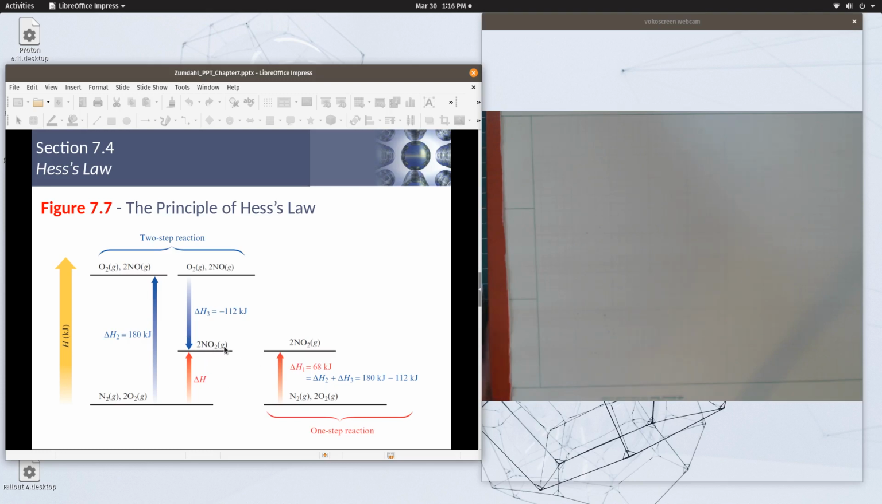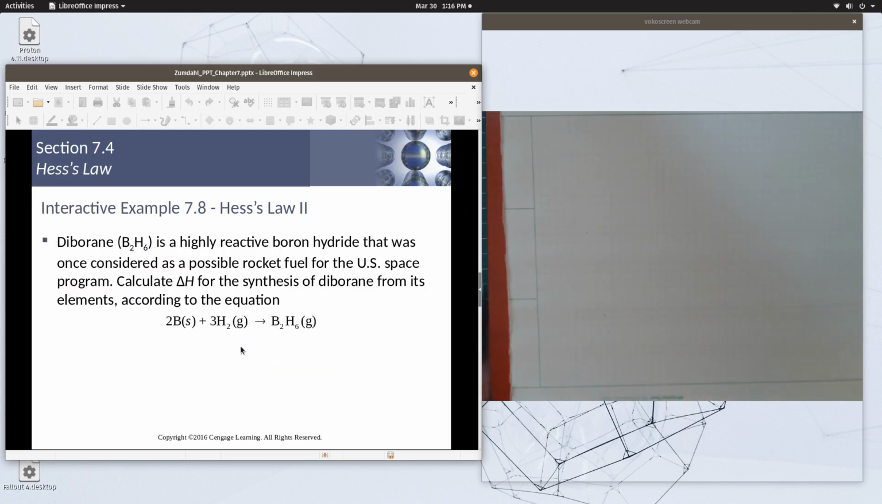If I wanted to do this in a molar quantity, if I took 1 mole of NO2 gas and did the reaction backwards, it would be negative 34 kilojoules per mole of NO2 gas. Okay, so again, another example. We can work through this, and we'll see how this comes about by watching very carefully.